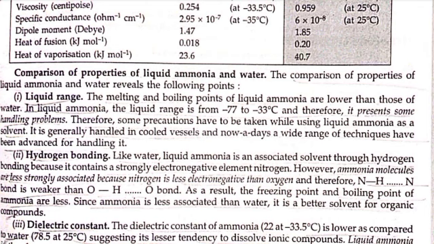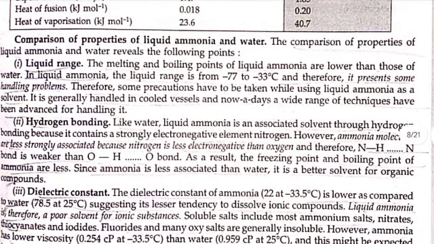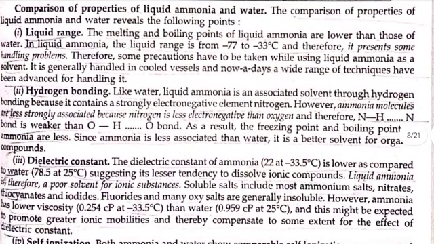Liquid range. The melting and boiling points of liquid ammonia are lower than those of water. In liquid ammonia, the liquid ranges from minus 77 to minus 33 degrees Celsius and therefore it presents some handling problems. Therefore, some precautions have to be taken while using liquid ammonia as a solvent. It is generally handled in cooled vessels, and nowadays a wide range of techniques have been advanced for handling it.